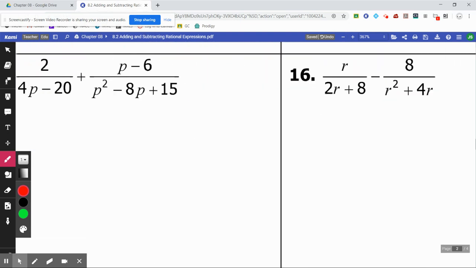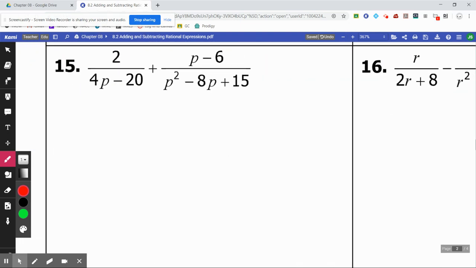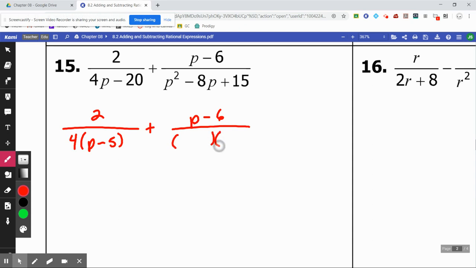Number 15. Factor the bottoms first. So you have 2 over, factor out a 4. You're left with a p minus 5. Plus p minus 6 on top does not factor. Two sets of parentheses on bottom. And you have a p and a p. Adds, multiplies would be a negative 3 and a negative 5. So both bottoms have a p minus 5, so you're okay there.